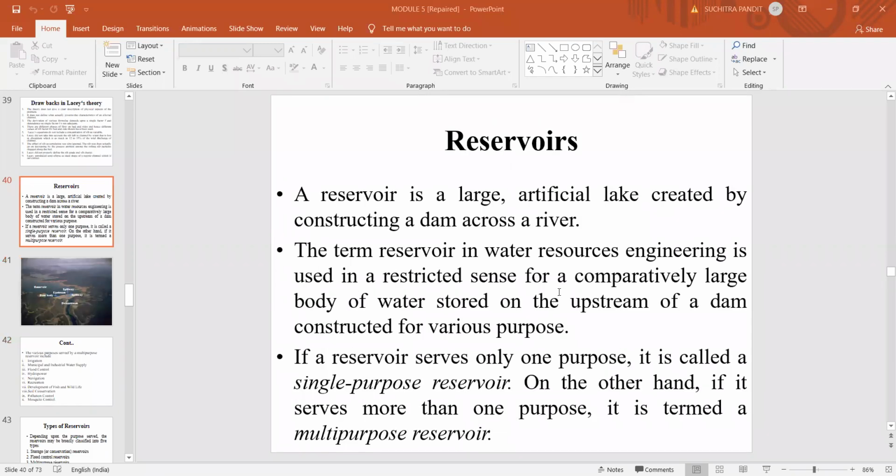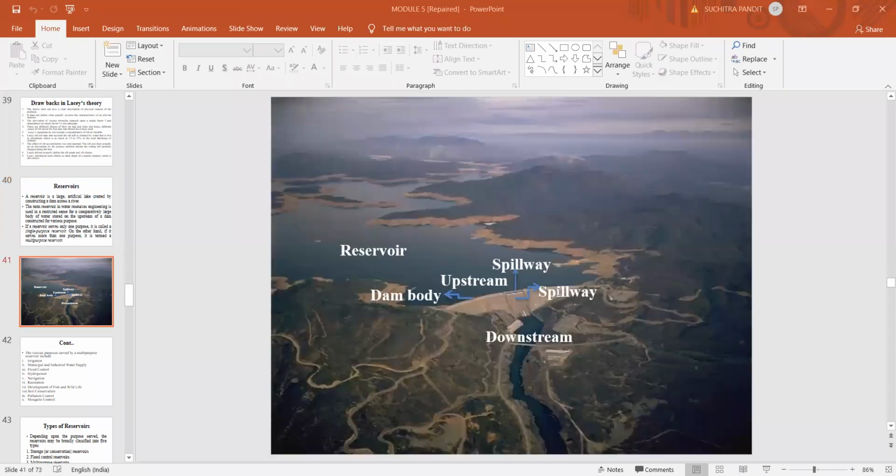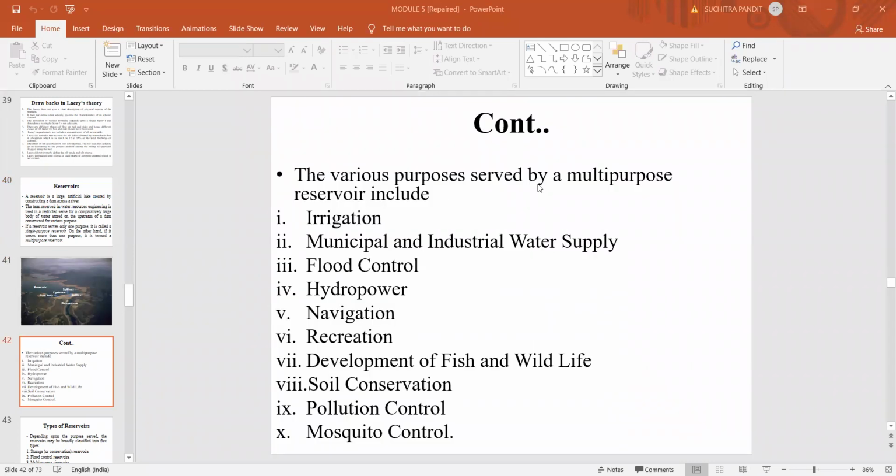The various purposes normally served by a multi-purpose reservoir: one basic water requirement, the most of the water is required for irrigation activities, and some portion of the water is required for municipal and industrial water supply, and some portion will be treated as flood control because the excess water has to be released from the reservoir, so the reservoir acts as a flood control reservoir.